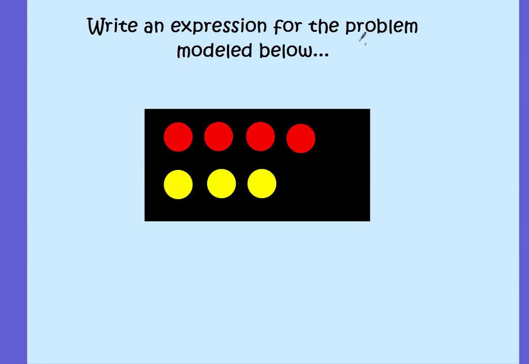Okay, let's write an expression for the problem modeled below. Always start with the first line. These are red integer chips, which means that they are negatives, and there are 4 of them, so we have -4. Our second line represents our second integer. They are yellow, so it is 3 positives. So we have a -4 plus 3.